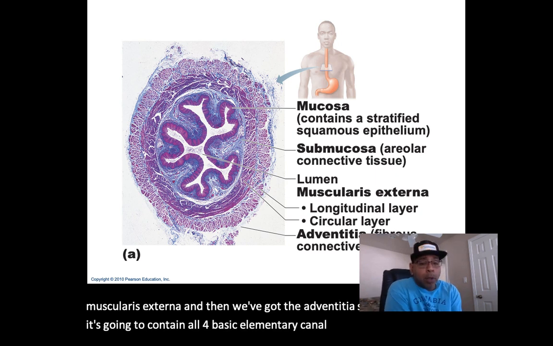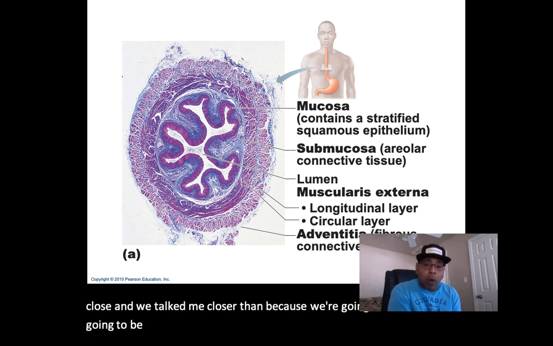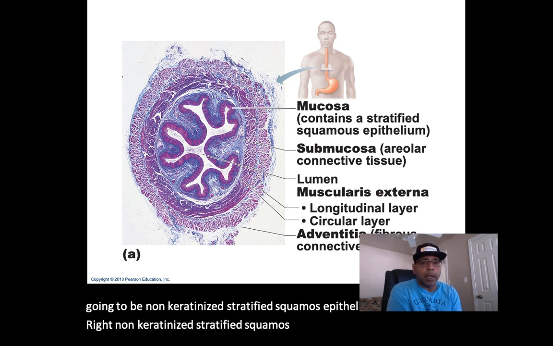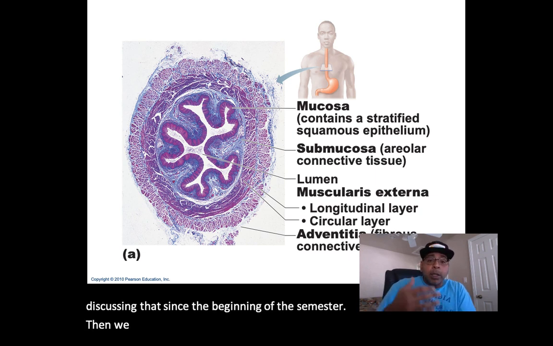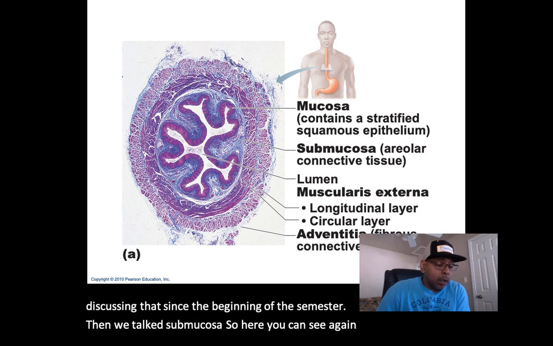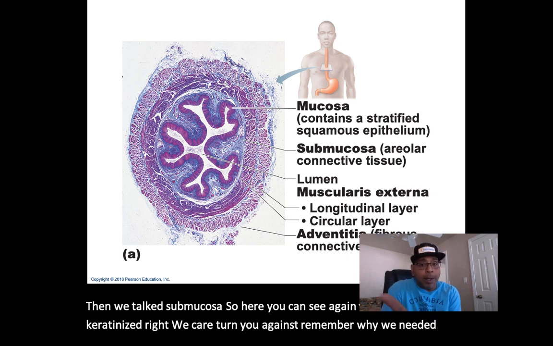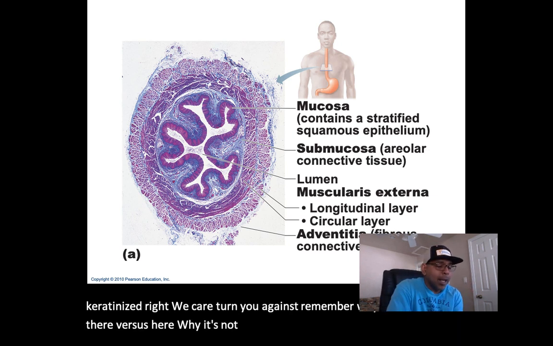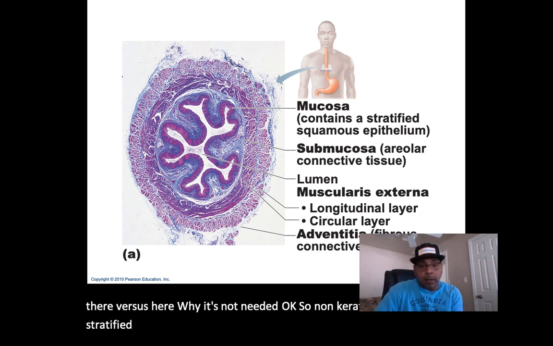Now, first is the mucosa. The mucosa we're going to find here is going to be non-keratinized stratified squamous epithelium. Right? Non-keratinized stratified squamous epithelium. We've been discussing that since the beginning of the semester. You again should remember why we need keratin there versus here, why it's not needed. So non-keratinized, and then stratified squamous, you know it's protective.